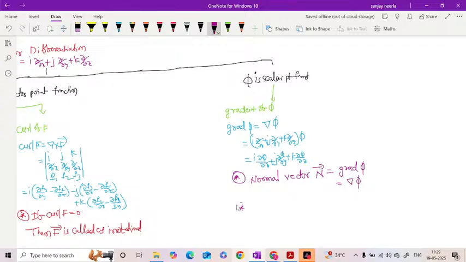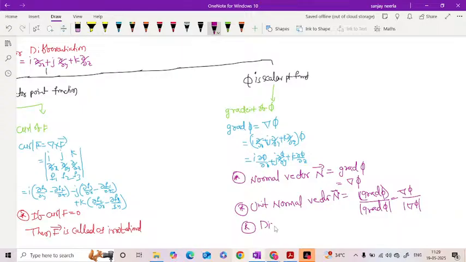Next one, second one is the unit normal vector. Unit normal vector n cap is gradient of pi by mod gradient of pi, or del pi by mod del pi only.